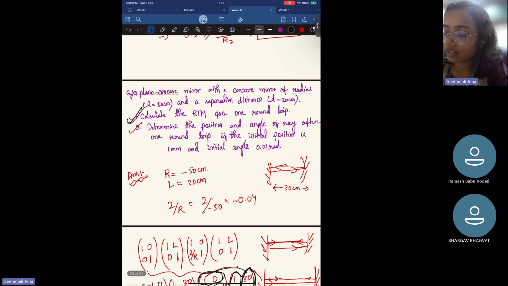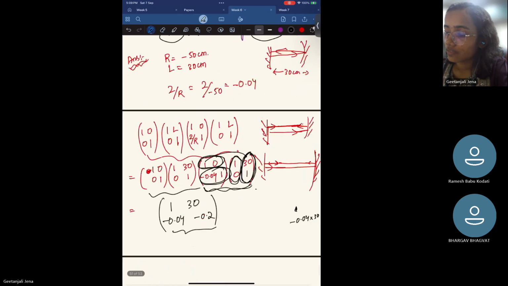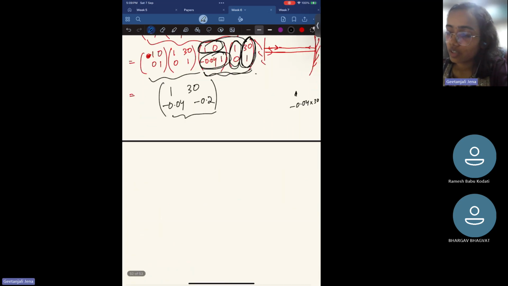Now for the second part, it is telling: determine the position and the angle of the ray after one round trip if the initial position is 1 mm and the initial angle is 0.01 radian. So initial position is given and initial angle is given. Now we have to find out what is the position after one round trip. So we have the ray transfer matrix, which is A, B, C, D, which is equal to 1, 30, minus 0.04, minus 0.2.